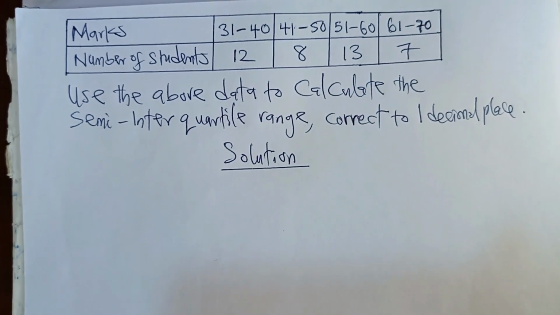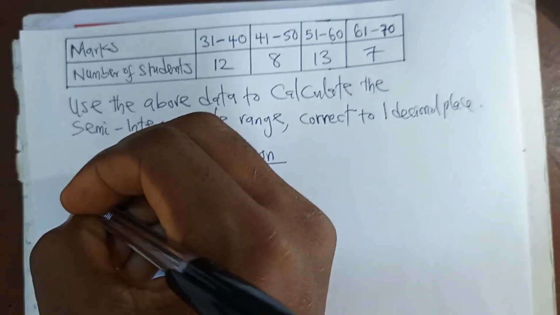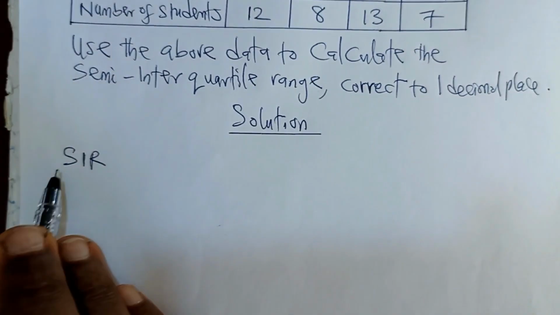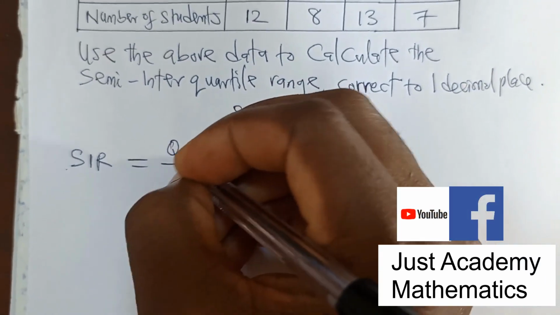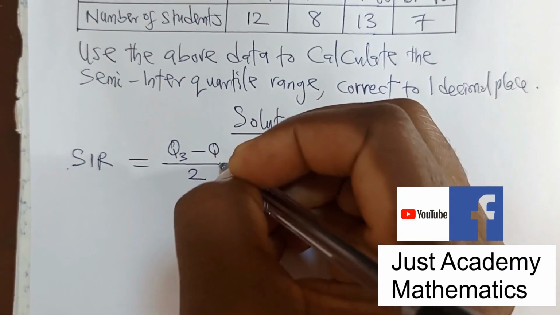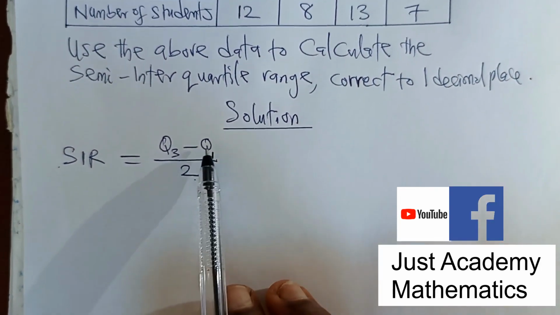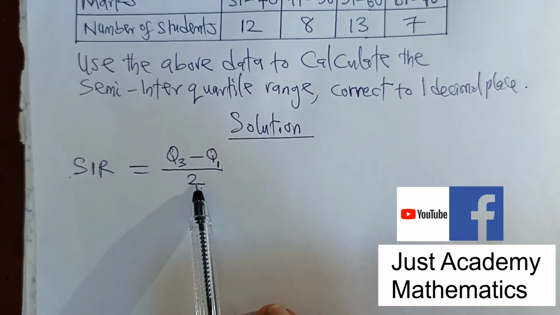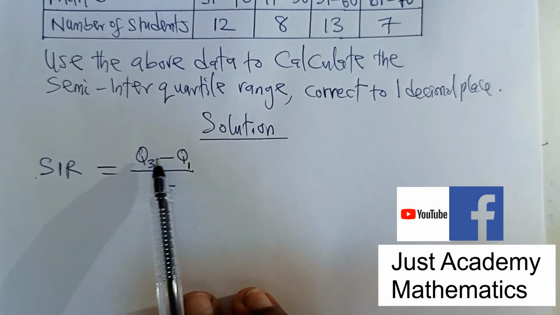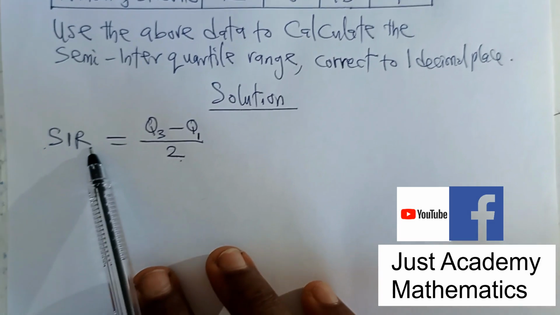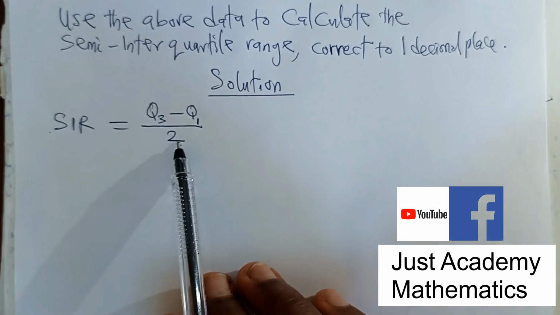Semi-interquartile range, we already know the formula for interquartile range. Let's call it semi-interquartile range. Semi-interquartile range is equals to what? Is equals to Q3 minus Q1 divided by 2. That is the formula for semi-interquartile range. This means upper quartile minus lower quartile over what? 2. I won't have time to explain why Q3 is upper quartile in this class, but this is the formula for semi-interquartile range. The upper quartile, Q3, minus the lower quartile, divided by what?